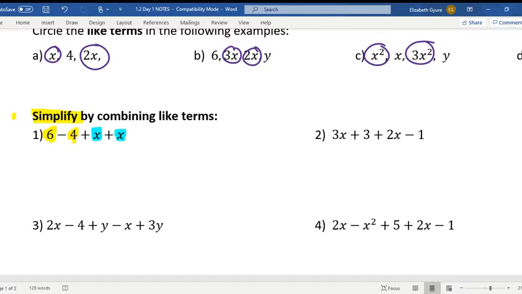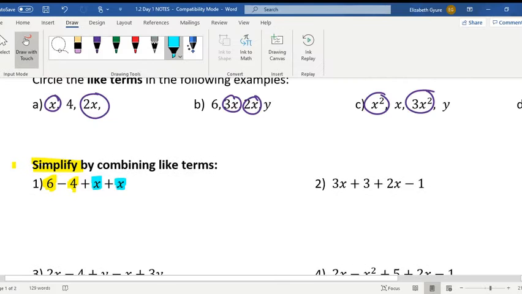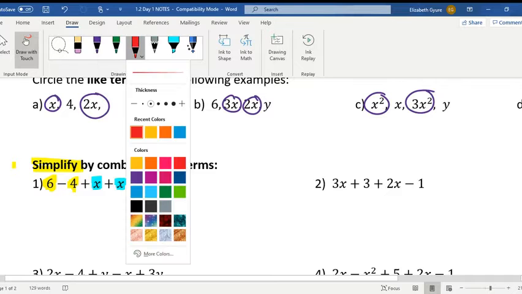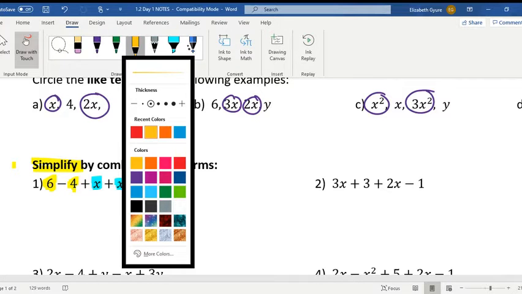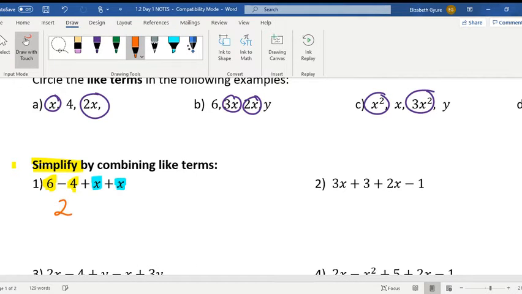Okay. So it actually doesn't matter which ones you combine first. Do what you feel most comfortable with. I'm just going to, for now, go from left to right. So if you have a 6 minus 4, how can you combine 6 minus 4? Subtract it. What's 6 minus 4? 2. Okay, so that part is going to be 2. Right? And then x plus x.